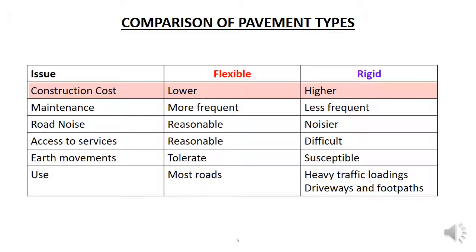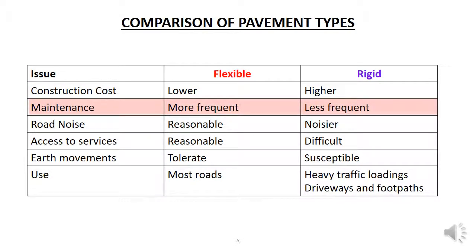Looking at construction cost, rigid pavements are more expensive to construct than flexible pavements, as reinforcing steel and concrete costs more than the aggregate used for flexible pavement roads. A minimal thickness rigid pavement costs about $100 to $150 per square metre to construct, whereas a minimal thickness flexible pavement costs $20 to $25 per square metre.